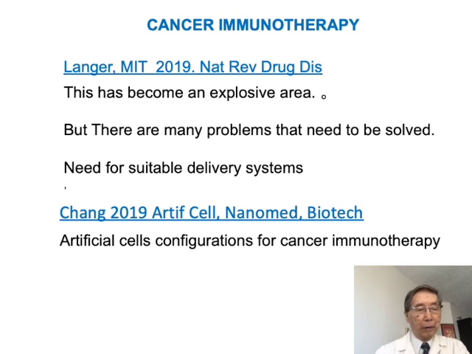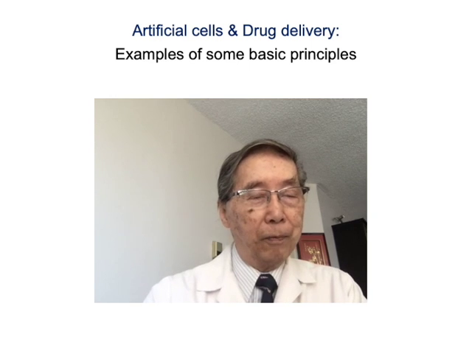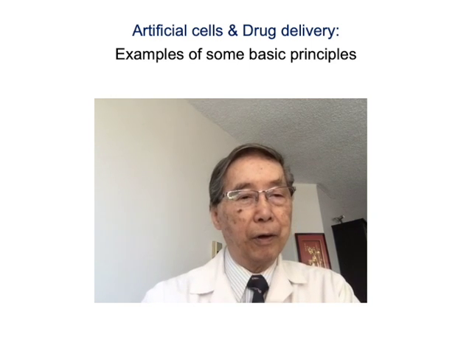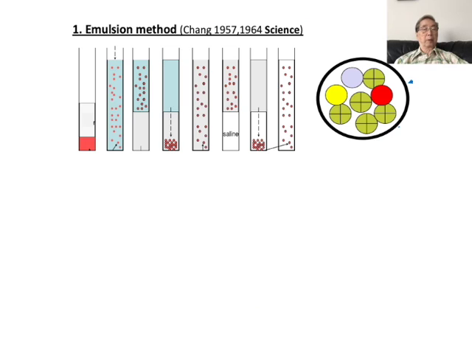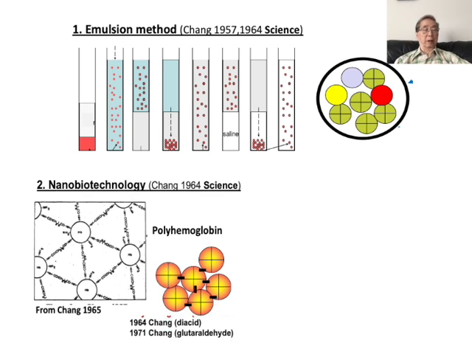Let's look at artificial cell and drug delivery, examples of some basic principles. There are different basic methods of preparing artificial cell. One of these is by emulsion method to form artificial cell with the membrane.